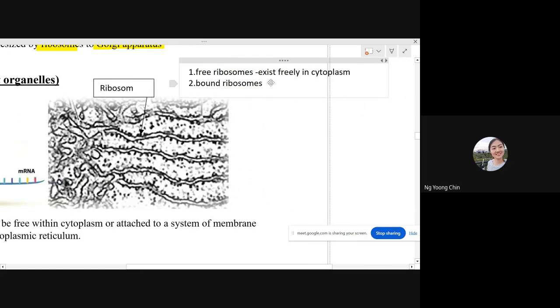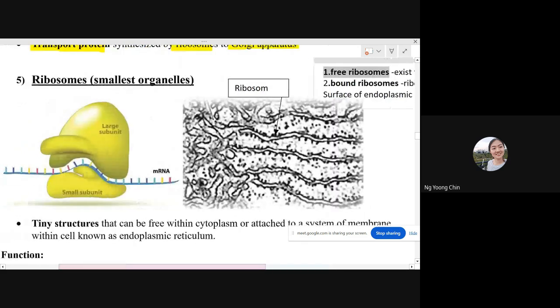A bound ribosome means the ribosome is attached to the surface of the endoplasmic reticulum, so they form the rough endoplasmic reticulum. So you can see there are two types of ribosome. Ribosomes are usually found freely in the cytoplasm, and the ones we call bound ribosomes are connected to the endoplasmic reticulum surface.